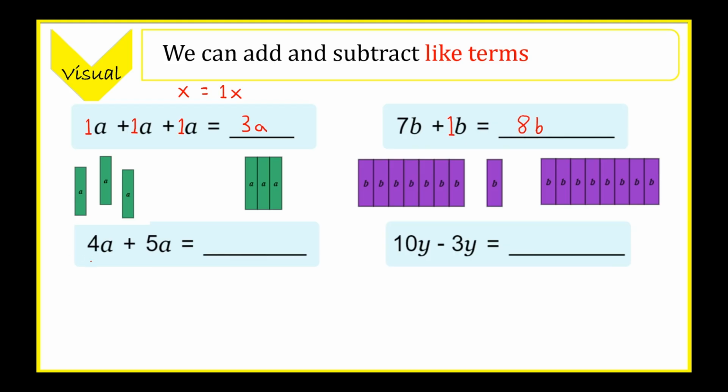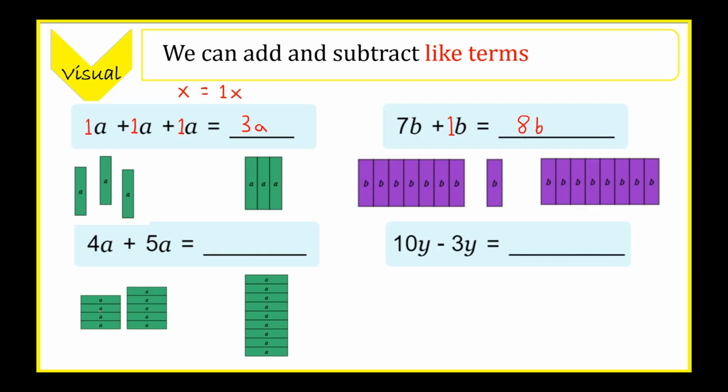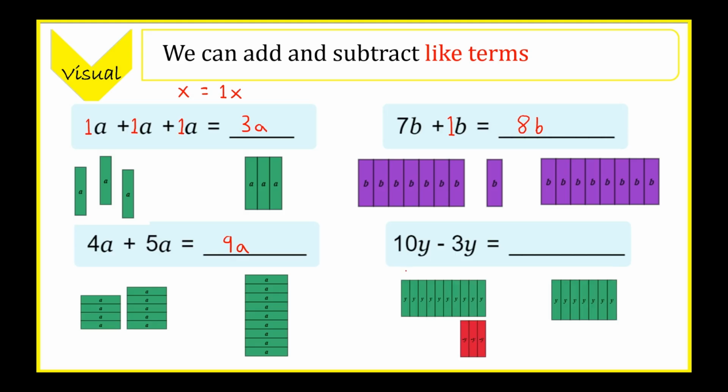Same idea for 4a plus 5a. If I have 4a here and 5a here, if I add them together, I'm just going to get 9a. And here I have 10y minus 3y. I'm going to let green represent positive and red represent negative. So I have 3 negative y's. These would cancel out with each other, and what I have left should be 7y. The other way to look at this is, what's 10 minus 3? 7. So I get 7y.